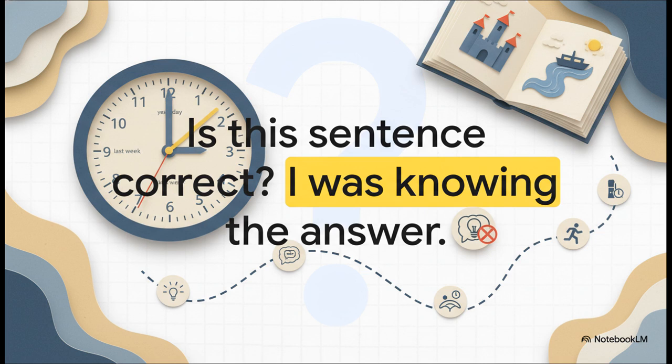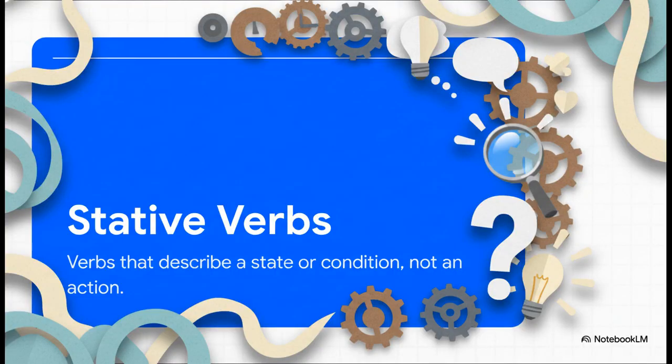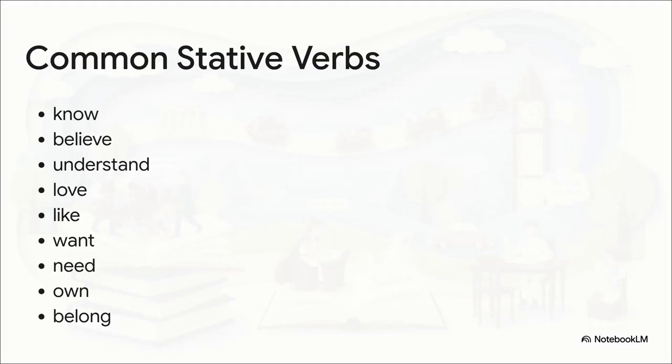Let's dig into why. The key is right there in the name. Stative verbs describe a state, not an action. I mean, think about it. You can't really be in the process of knowing something. You either know it or you don't. It's a condition. And here are some of the most common ones. You wouldn't say, I am wanting a coffee, right? You'd just say, I want a coffee.